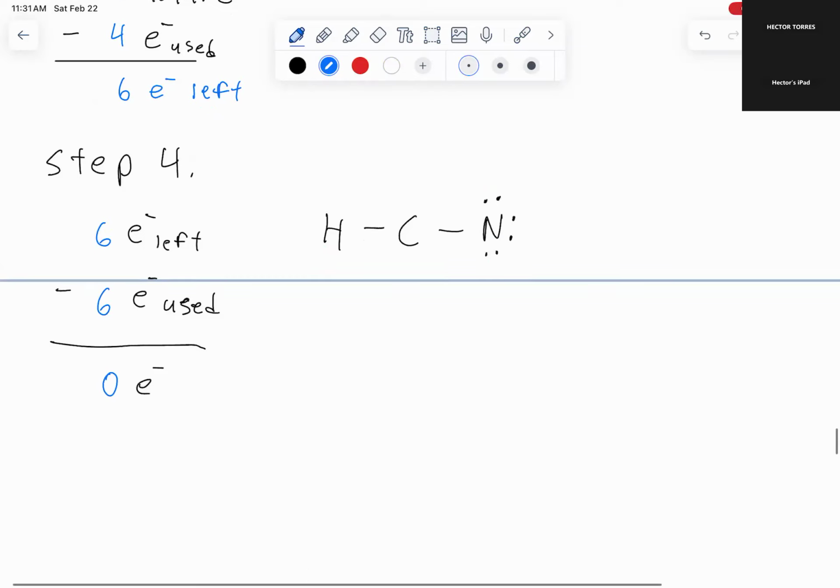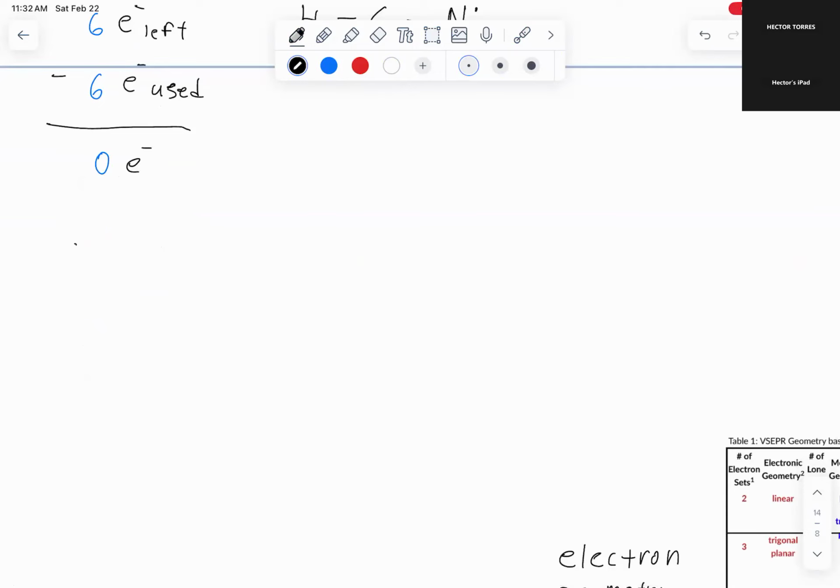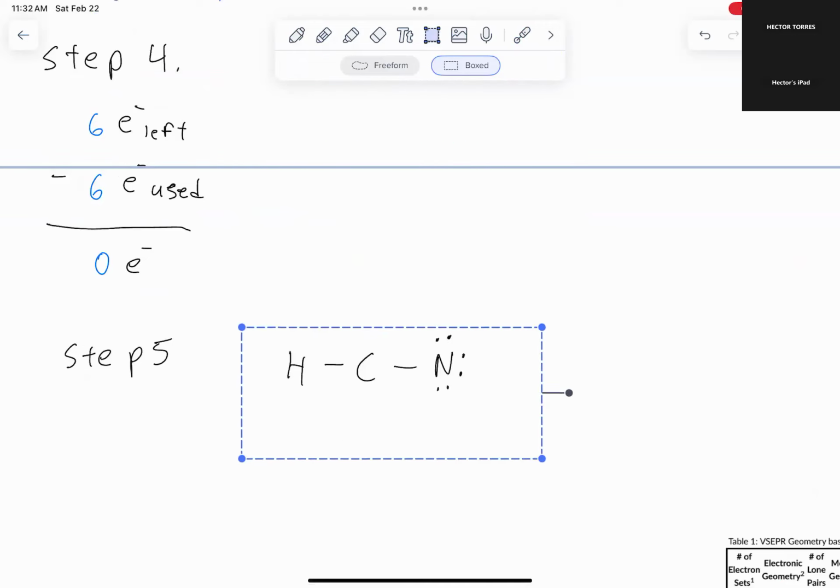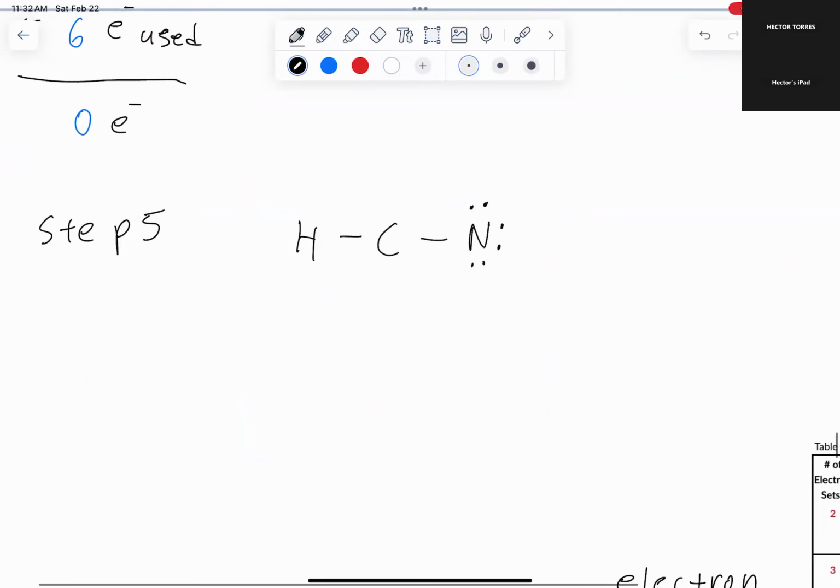But now what we're going to do is look at the carbon in the center, and we're going to see that it has 2 electrons in this bond and 2 electrons in this bond. So it only has 4 electrons in total so far, which means that it doesn't have a full octet. So because of that, we're going to go to step 5 in the procedure. And in step 5, what we're going to do is see if we need to make any extra bonds to make it more stable.